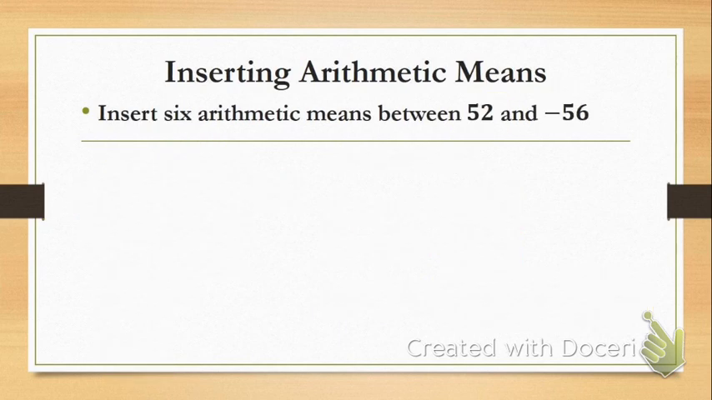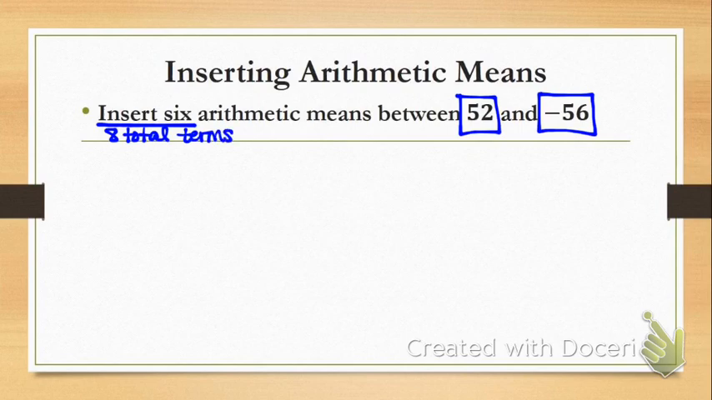Instead of inserting 3 arithmetic means, which is what we've done on the last 2 problems, this time we're going to insert how many? Insert 6 arithmetic means. So how many terms total are we considering here? 8 total terms. I want you guys to find the common difference, and then we'll stop and compare notes before you find what those 6 terms are.